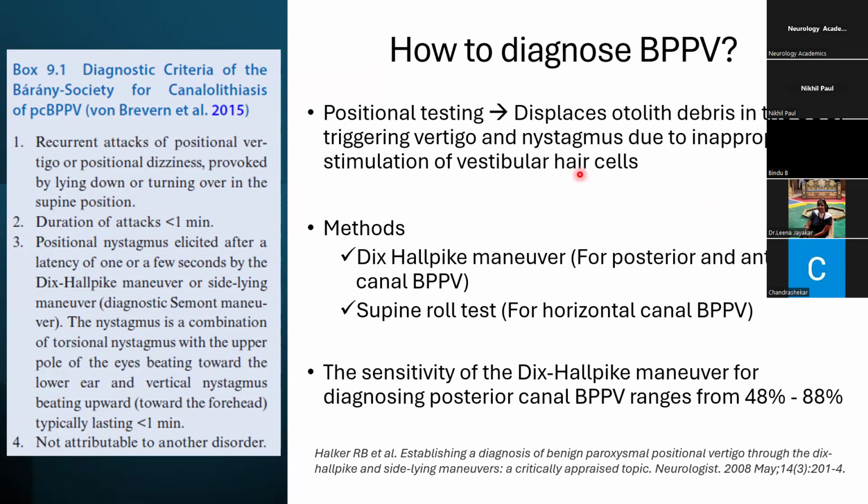So how do we diagnose BPPV? There is a diagnostic criteria, and all these four must be satisfied. There should be recurrent attacks of positional vertigo, which should be lasting less than a minute. And this positional nystagmus should be elicited on one of our positional maneuvers, and it should not be attributable to any other cause. So coming to the positional testing, we have our Dix-Hallpike maneuver, which is for posterior and anterior canal BPPV, and a supine roll test for horizontal canal BPPV. So we'll see all these in detail.